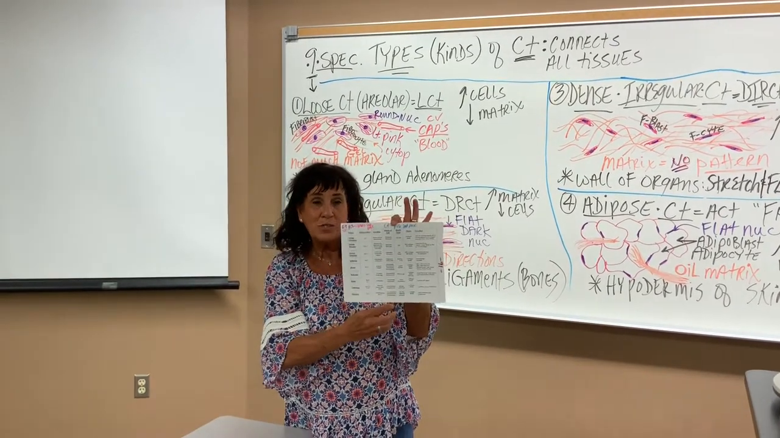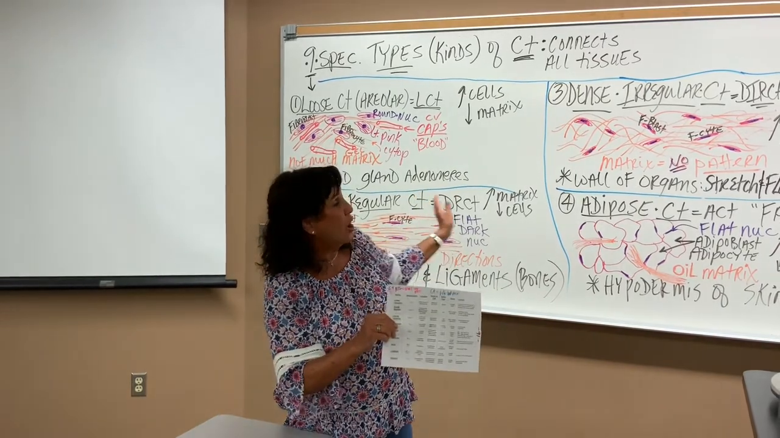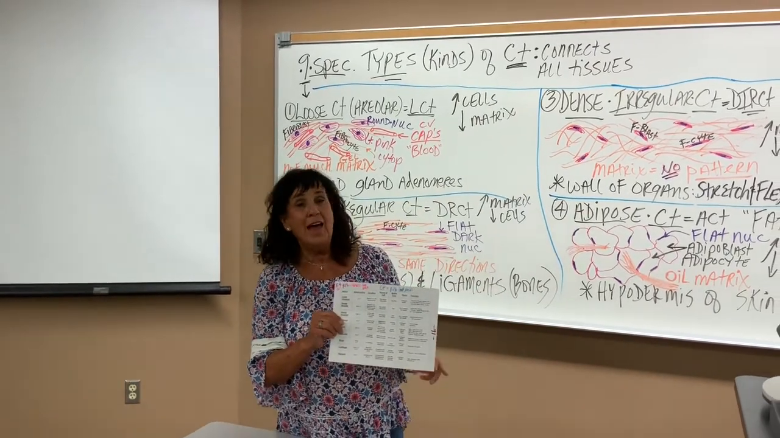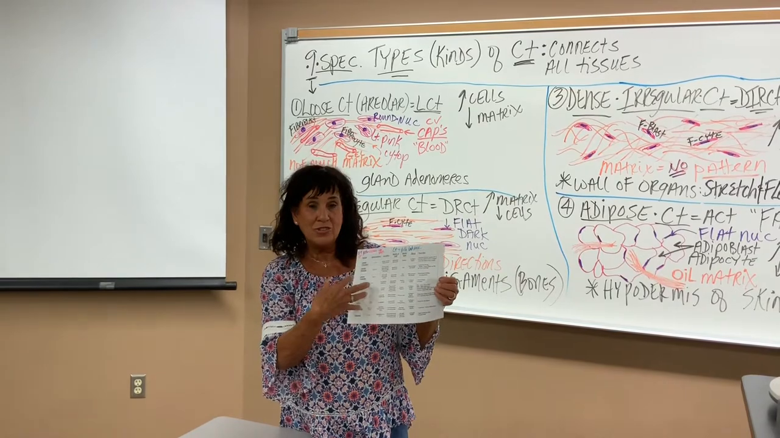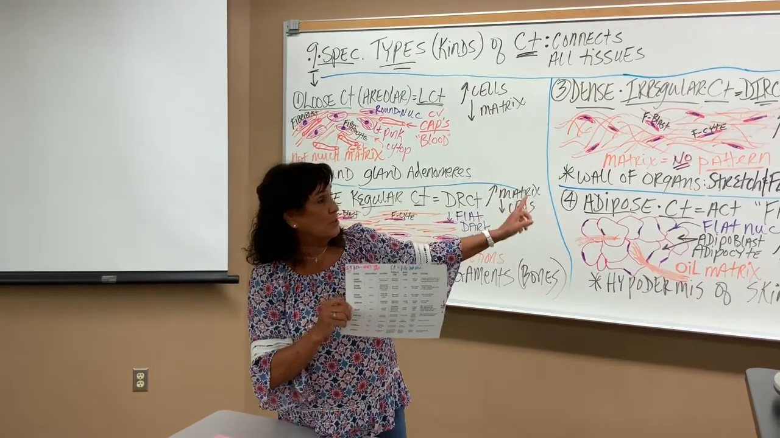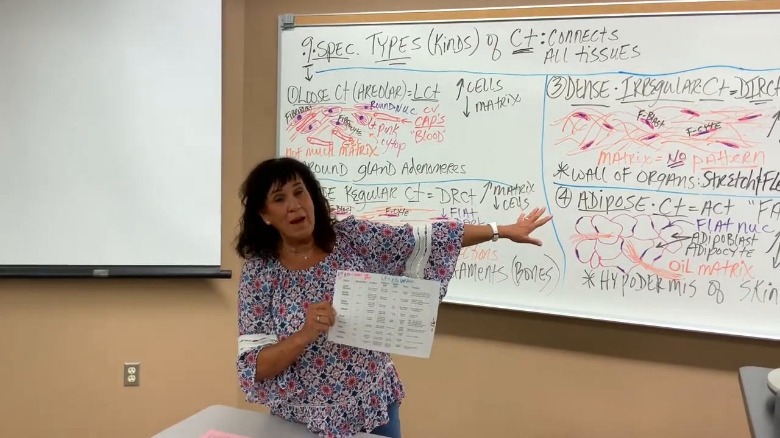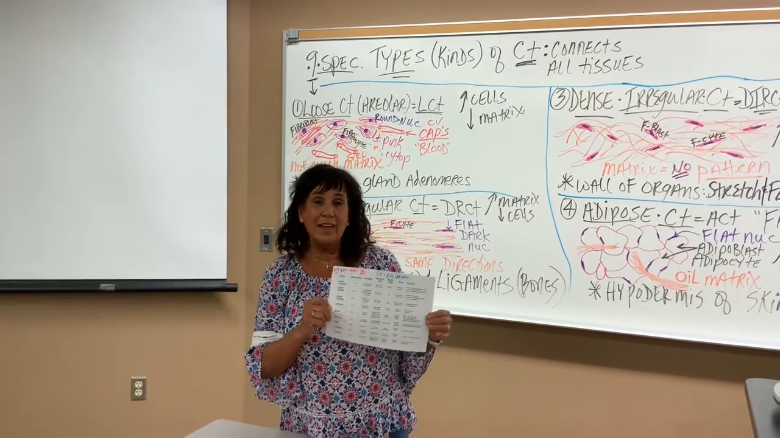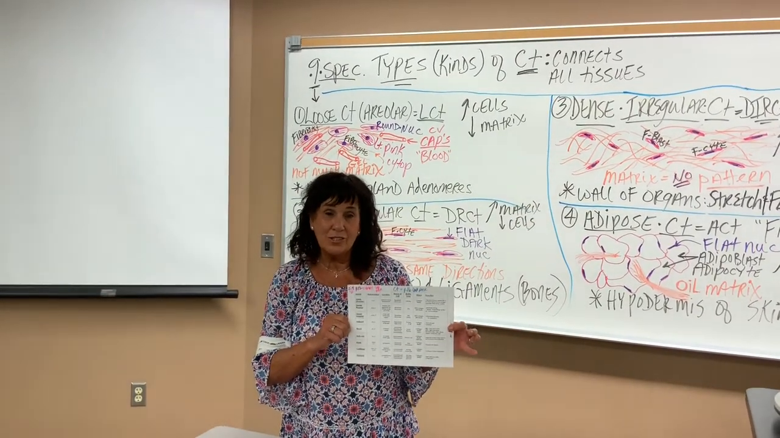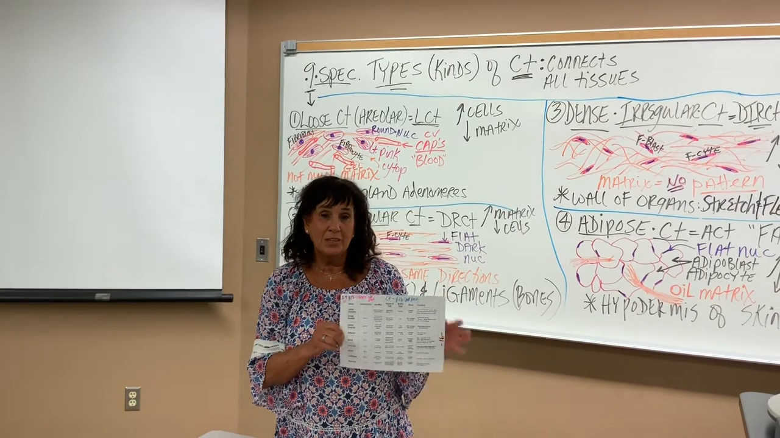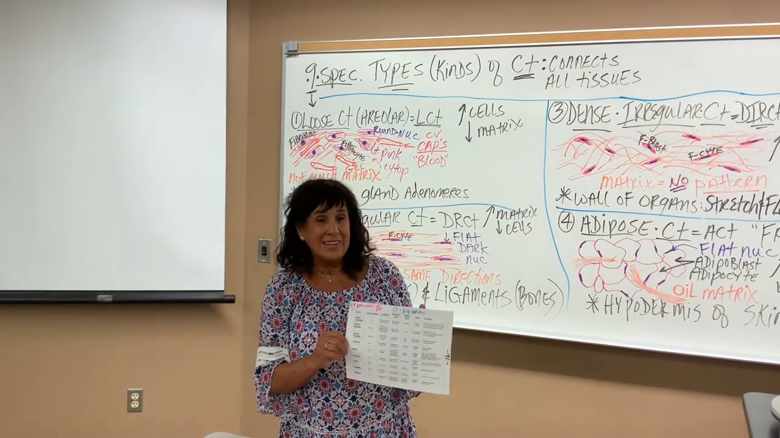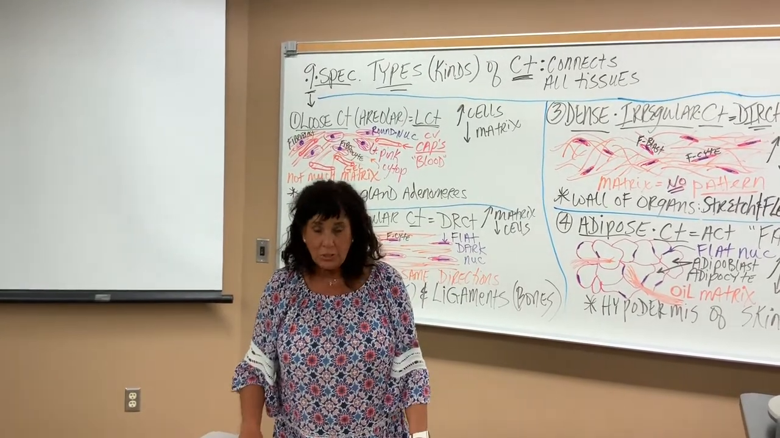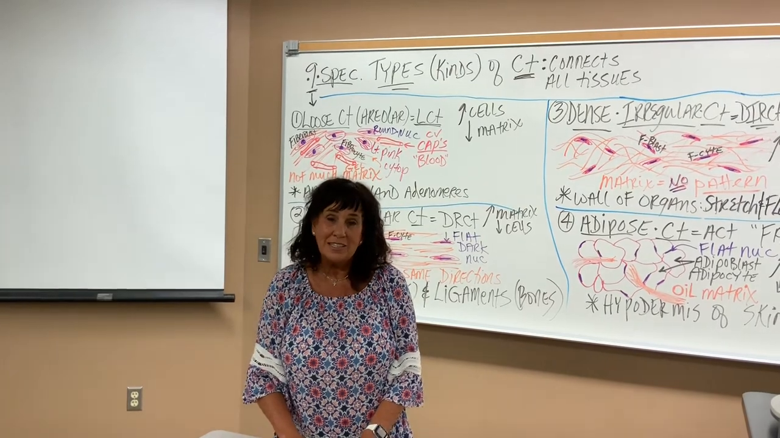So those are the 9 specific ones, and I have them all drawn on the board, and we'll go over a lot of this information that's on this sheet, is on the board, and giving you reminders of what these cells look like on slides, histology slides, because you really can't see it grossly with the eye in dissections. But before I do that, I'm going to show you what CT is made out of.